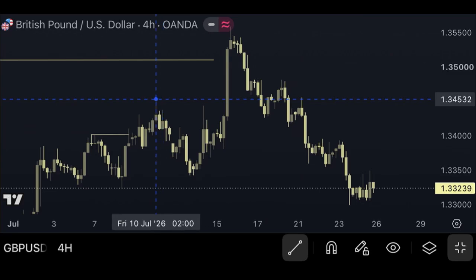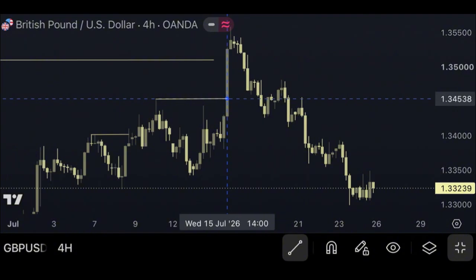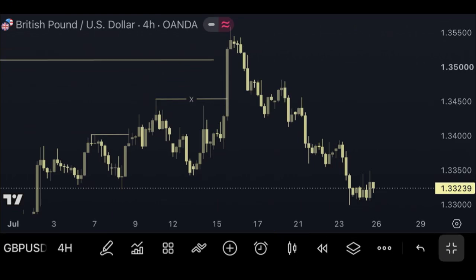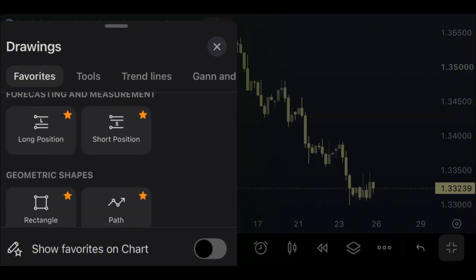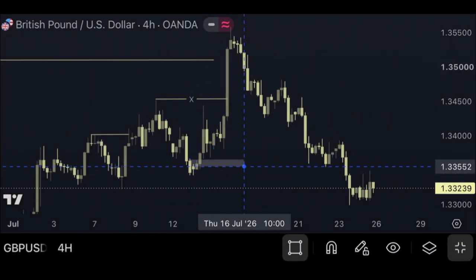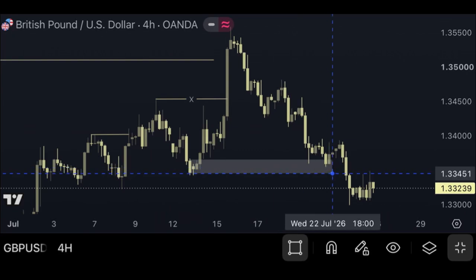Breaking structures to the upside, and boom, another break of structure. If this is a break of structure on the 4 hours time frame, we should be expecting price to come back to a demand on the 4 hours time frame and continue buying. And where is that demand we are expecting price to come back to? One of those demands is this place. We are expecting price to at least come back to this level and start buying.